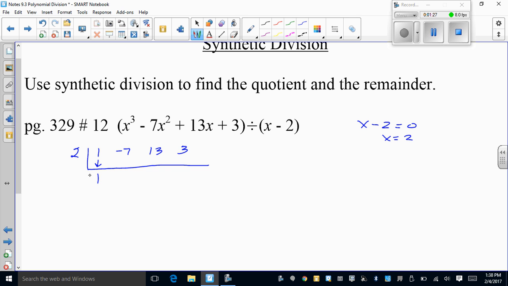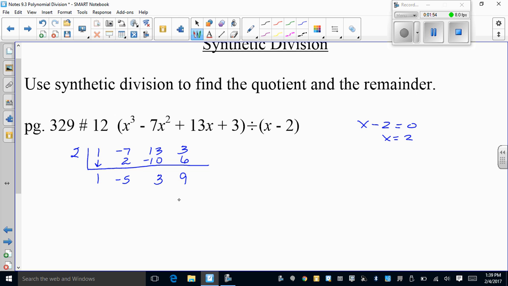So this one is outside. 2 times 1 is 2. You bring it up here. And then add down. The -5 is on the outside. Multiply it with 2. You get -10. Add down. We get 3. Multiply that 3 with 2. You get 6. 3 plus 6 is 9.